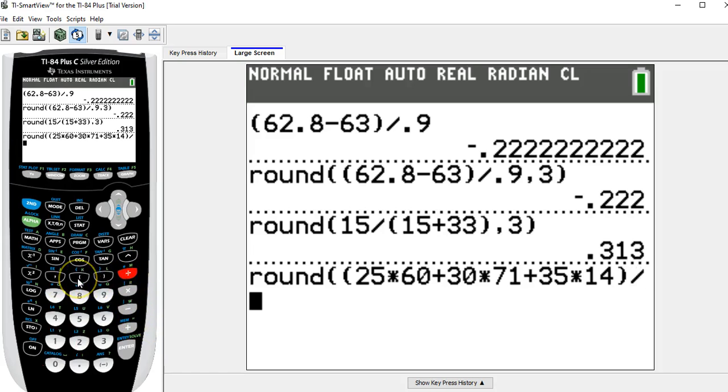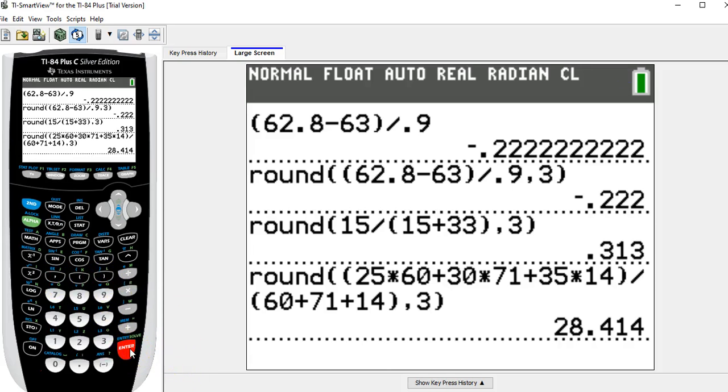Divided by, and in the denominator it's more than one number, so I'm going to go with a parentheses again, 60 plus 71 plus 14. Close off the parentheses for the denominator. And now to round this off to 3 places, comma, 3. Close the parentheses. And when the magic button is hit, 28.414 rounded to 3 decimal places.